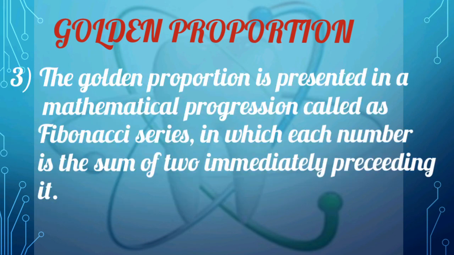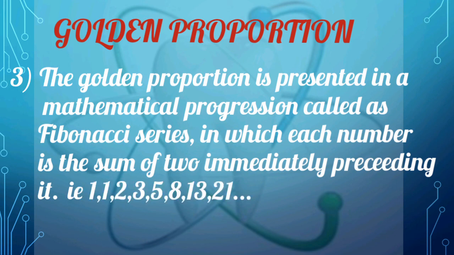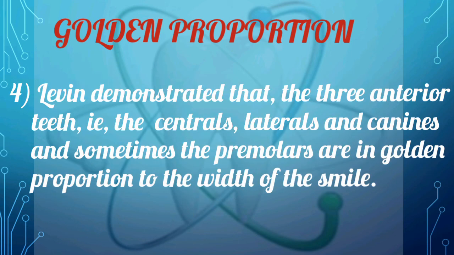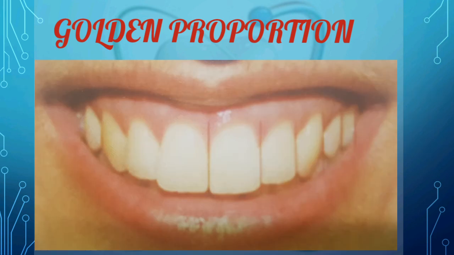The golden proportion, which is found in many aspects of the natural world, is presented in a mathematical progression called the Fibonacci series, in which each number is the sum of the two immediately preceding it. That is 1, 1, 2, 3, 5, 8, 13, 21 and so on. So, in dentistry, Levin demonstrated that the three anterior teeth, that is the central, lateral and the canine, and sometimes the premolars, are in golden proportion to the width of the smile.